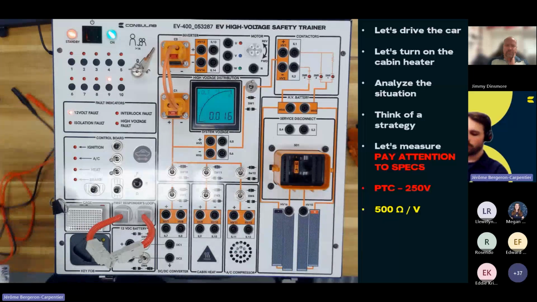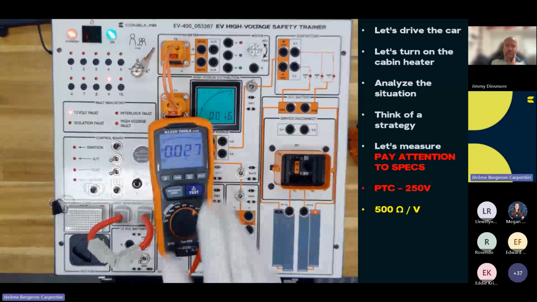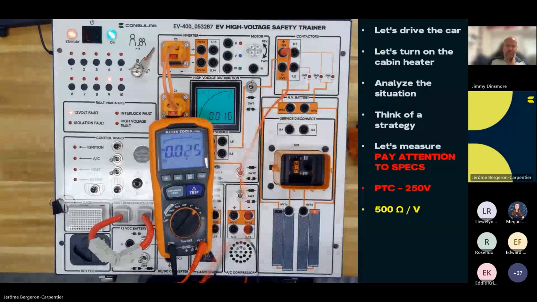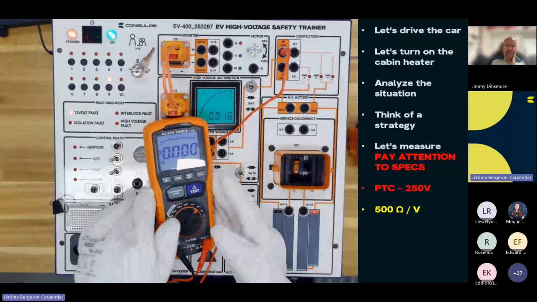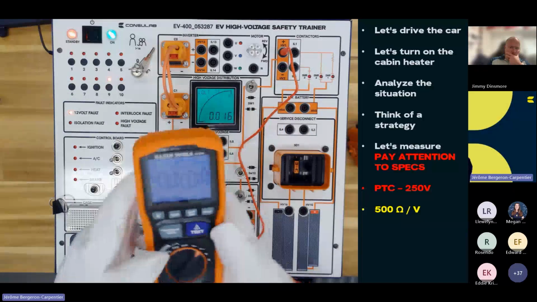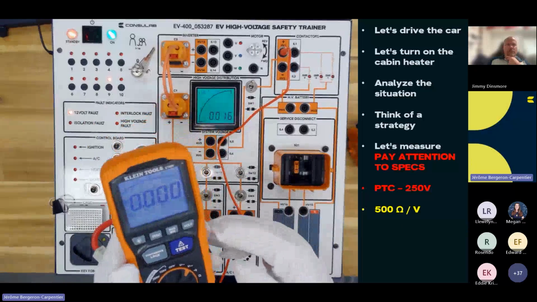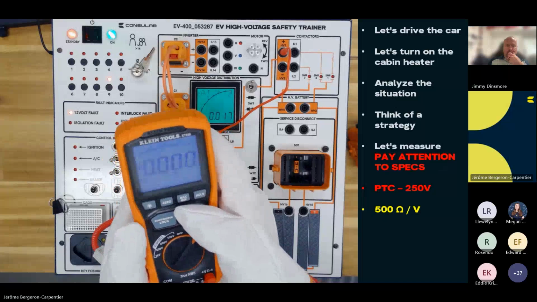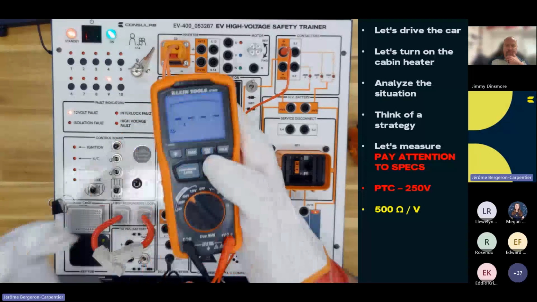So what we're going to do with our meter is go to the positive side of the high voltage circuit and to the chassis ground here. We're just going to press and hold the test button, and the display, let's say, here.